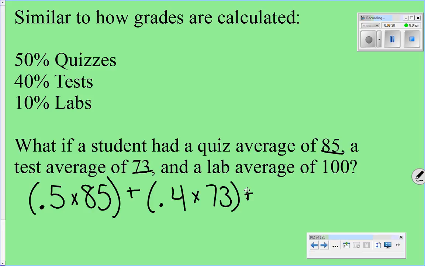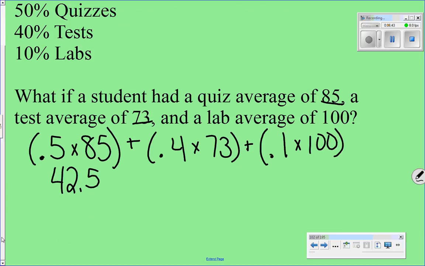And then finally, I have a lab average of 100, which is awesome, but guess what? Labs don't count for that much, so they're a pretty low portion of our grade. So we do 0.5 times 85. You can look at this and say, okay, 42.5 points out of that possible 100 points comes from quiz grades. 29.2 more are coming from test grades. And 10, which is really the maximum amount you can get from labs, is coming from labs. So I add 42.5 to 29.2.